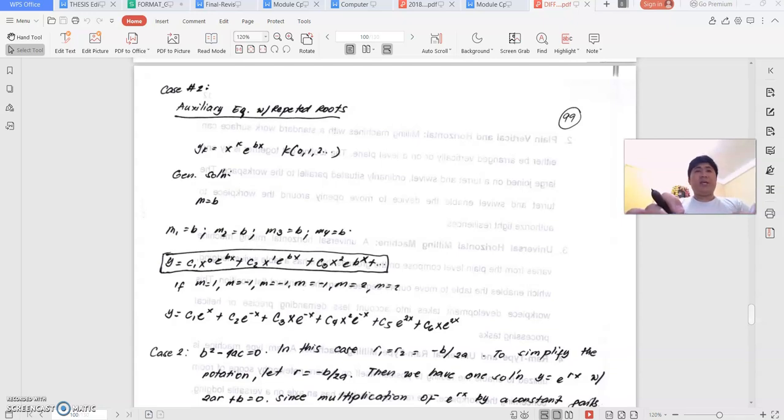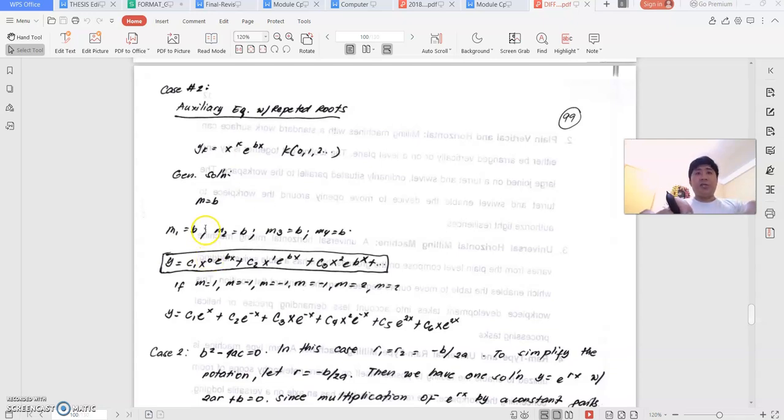Good day, class. Welcome once again to another session of differential equations. Now we are on the topic of linear differential equations of order n, meaning we are already on the higher order differential equations. Last time we discussed case number 1, which is the distinct roots. Now we'll be discussing the auxiliary equation with repeated roots.